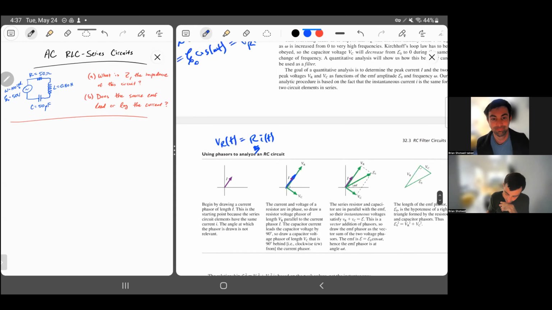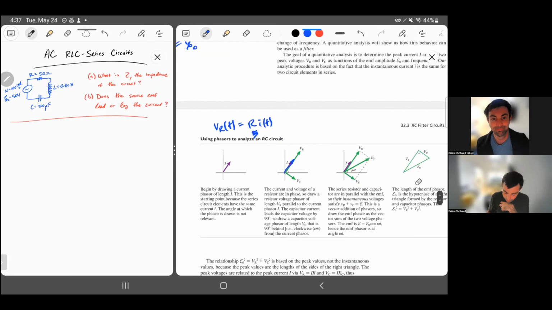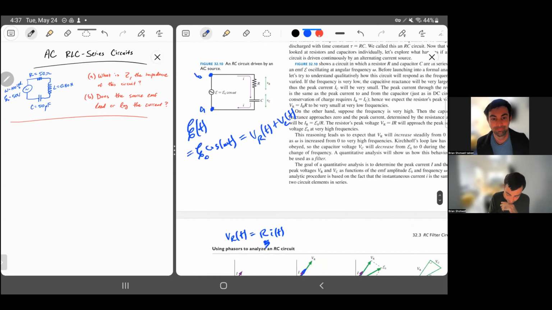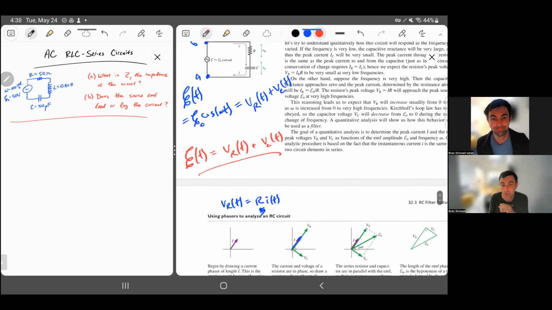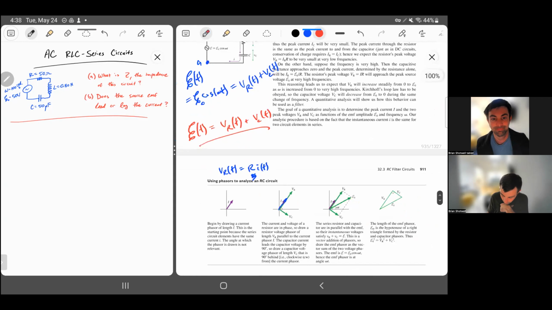Okay, so these are the peak values. It's also true that instantaneously, maybe for emphasis, a different color, the value of the source at any one time is equal to the sum of the resistor's voltage at that time plus the capacitor's voltage at that time. So this is true instantaneously, but if we're relating the peak values of these quantities, you have to add them in quadrature like this. These are two slightly different formulas.